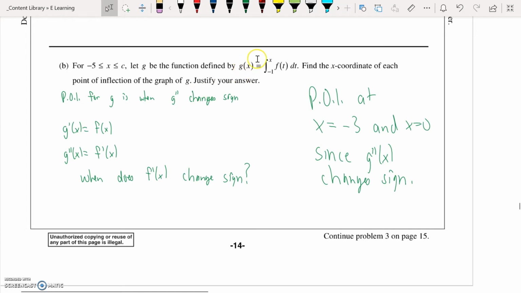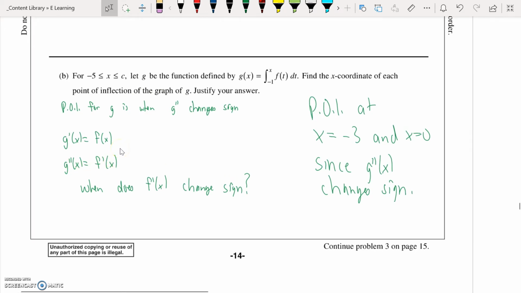For part B, we have to find the x-coordinate of each point of inflection of g. Since g is the integral of f, that means g prime is equal to f of x, and g double prime of x is equal to f prime of x. If we want to know the point of inflection of g, that's any time that g double prime changes signs. When does g double prime change signs? It's whenever f prime changes signs.